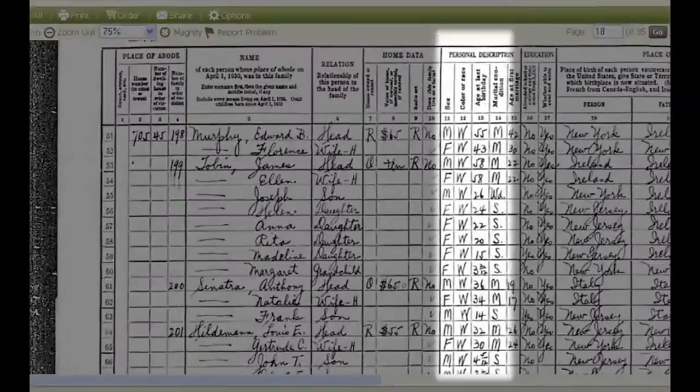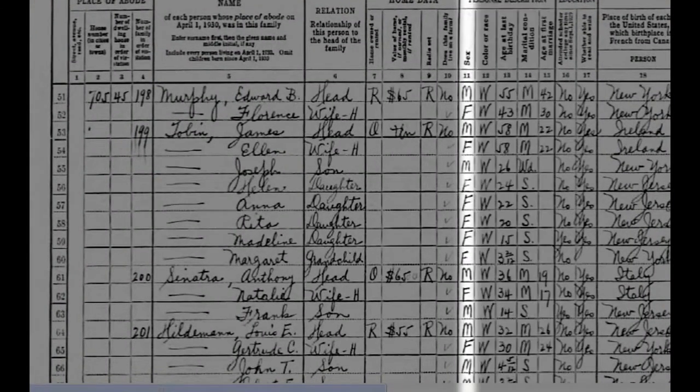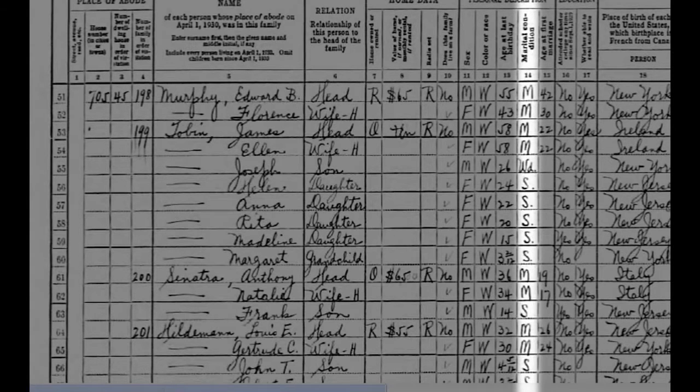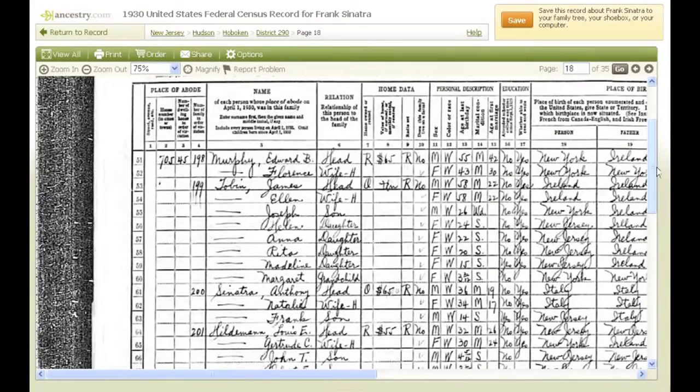Columns 11 through 15 include personal descriptions. Here you'll find everyone in the household's gender, color or race, age at last birthday, marital status, and age at first marriage. Knowing your ancestor's age in 1930 allows you to estimate his or her birth year by subtracting the age from the year. For example, 1930 minus 36 equals 1894. So we can now estimate that Anthony was born in 1894 or 1893, depending on his birth date.